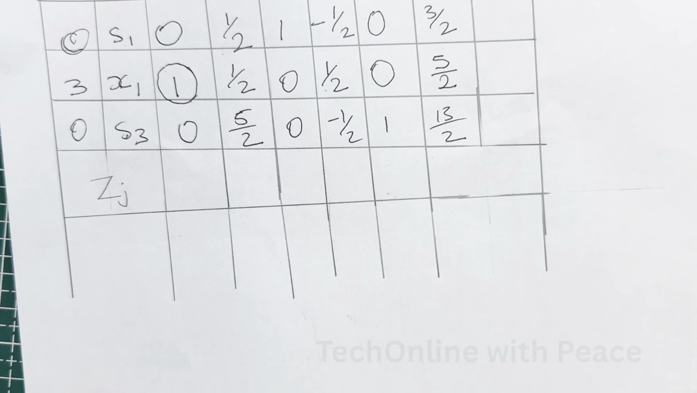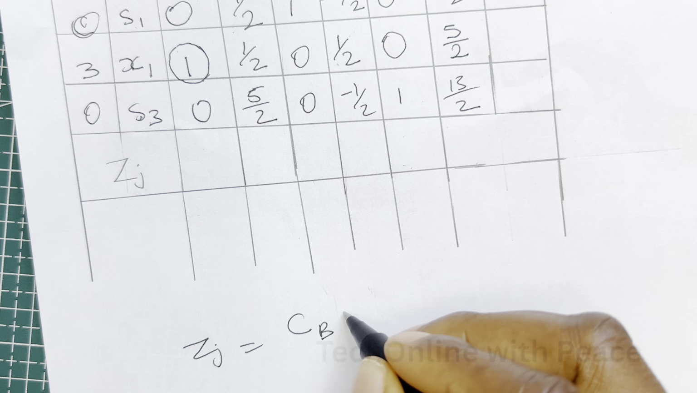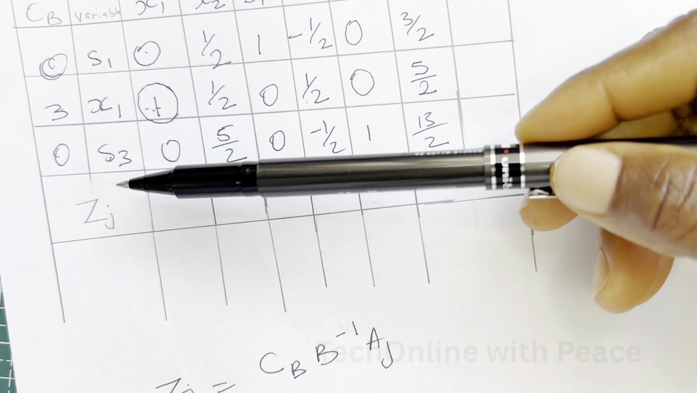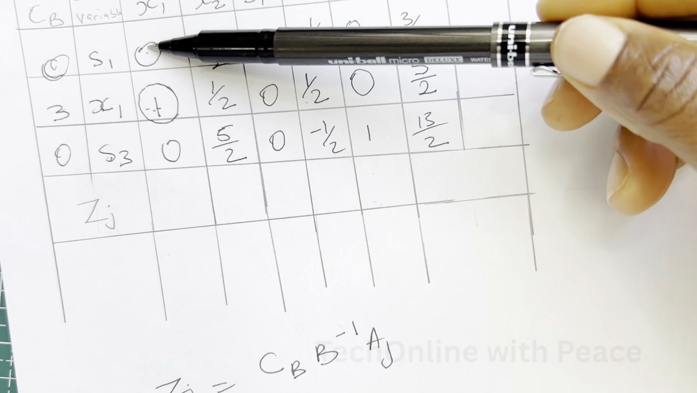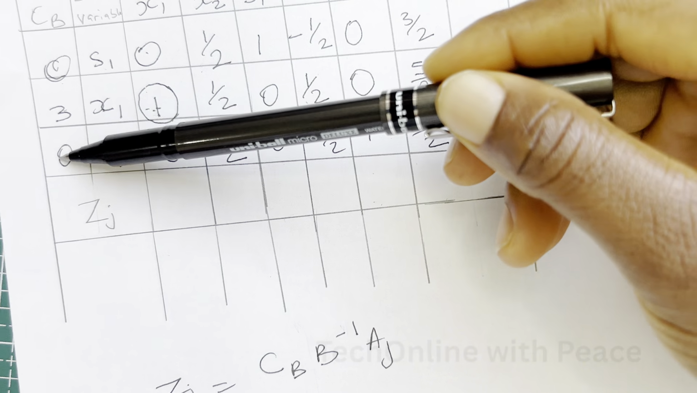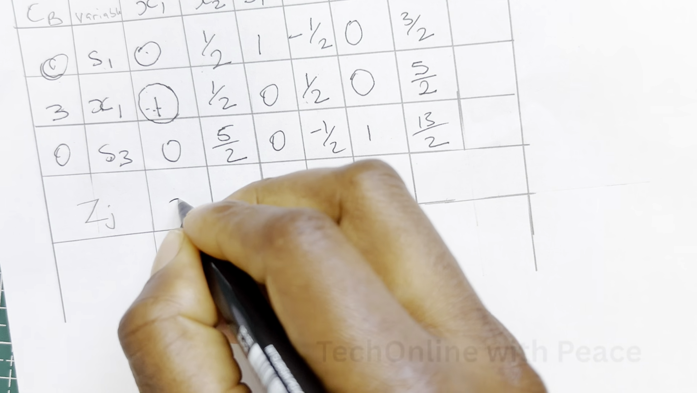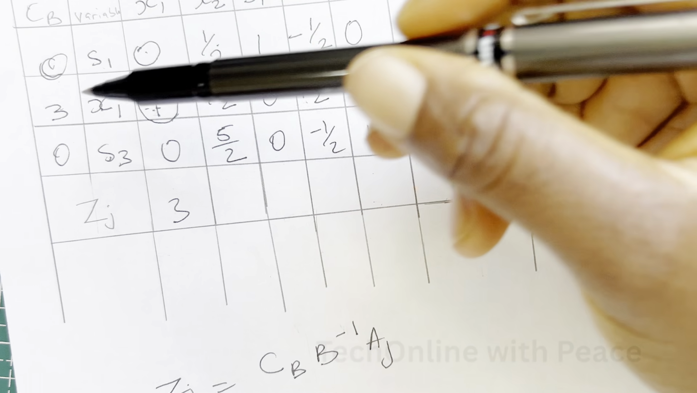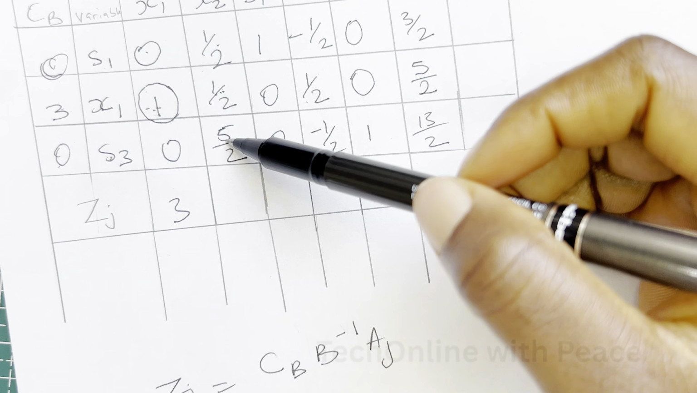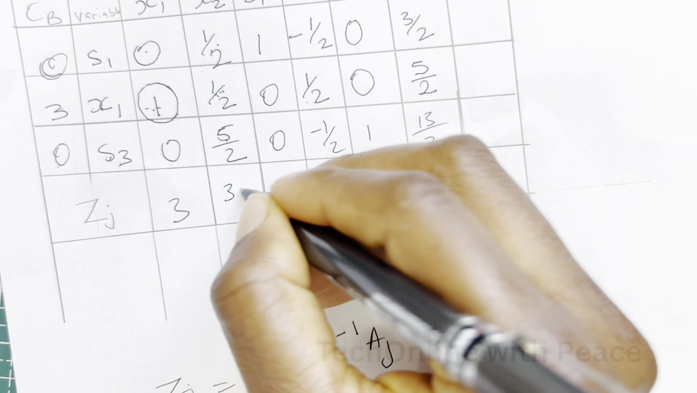To find our zj, remember I said the formula for the zj is cb times B inverse aj. To find our zj, we have 0 times 0, 0. 3 times 1, remember this is 1, 3. 0 times 0, 0. So 0 plus 3 plus 0, we have 3. We have 0 times 1 over 2, 0. 3 times 1 over 2, we have 3 over 2. 0 times 5 over 2, we have 0. 0 plus 3 over 2 plus 0, we have 3 over 2.